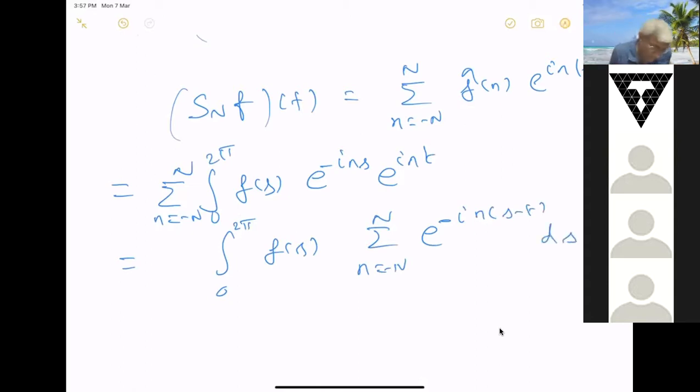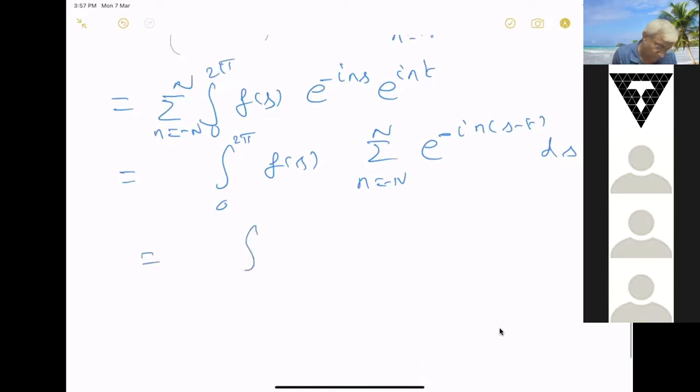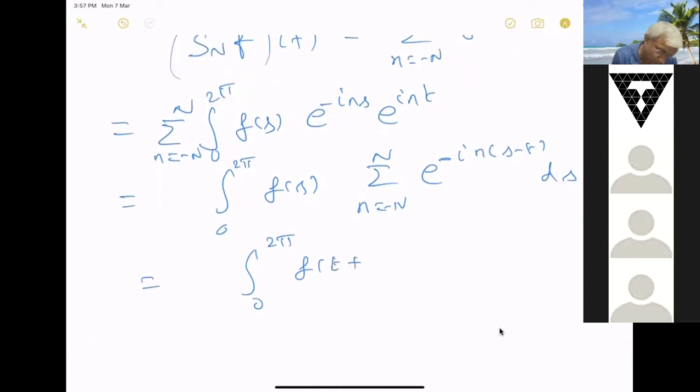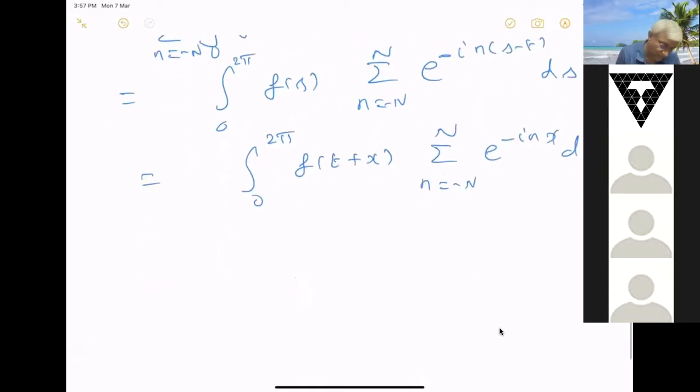Now this is equal to the integral 0 to 2 pi of f(s). I change the variable: I call s minus t equal to x, so s is just t plus x. Okay, this is okay. So now let us compute this.